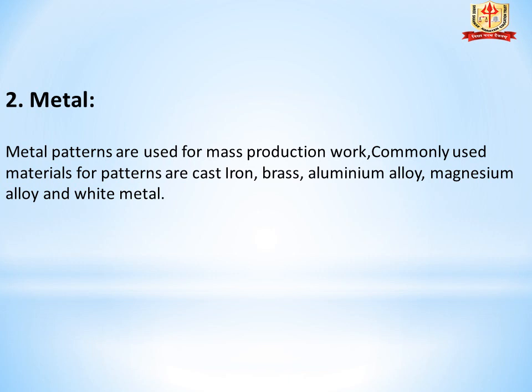Second material which is used for making patterns is metal. Metal patterns are used for mass production work. Commonly used materials for patterns are cast iron, brass, aluminum alloy, magnesium alloy and white metal.